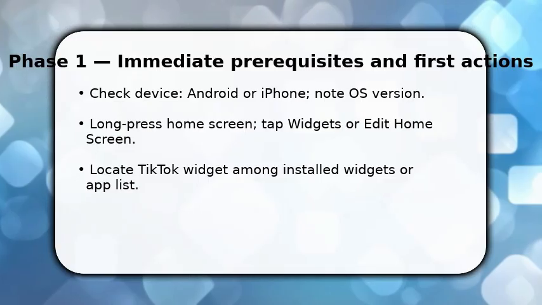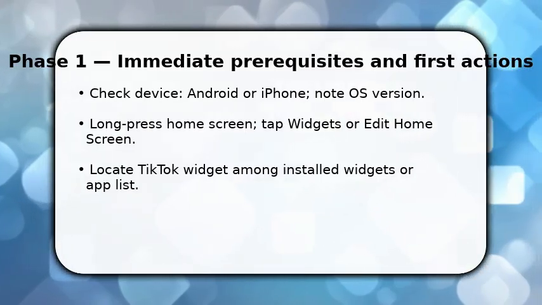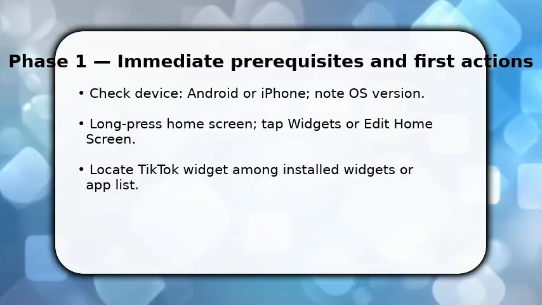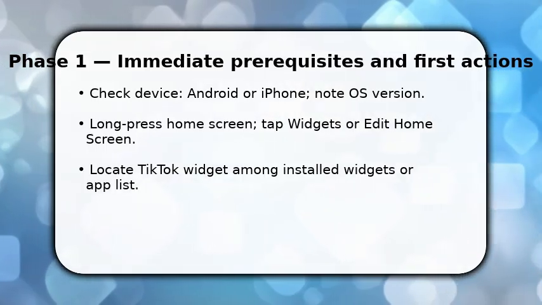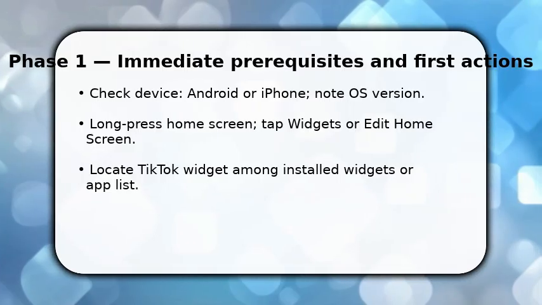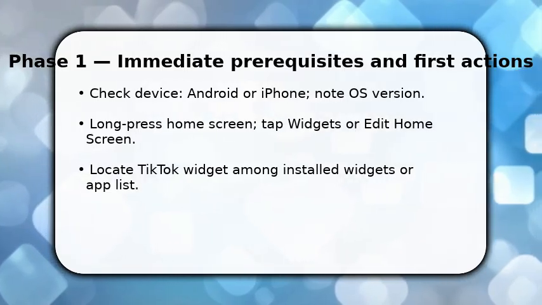You start by confirming your device and OS, because steps differ slightly between Android and iPhone. Once you know that, long press an empty area of the home screen to open the Widgets or Edit menu. This goes straight to the Widgets picker.